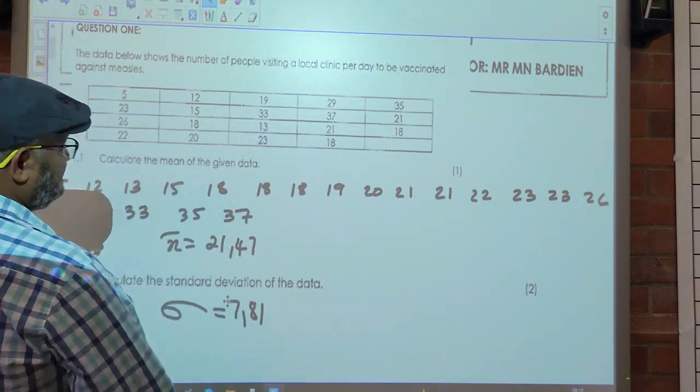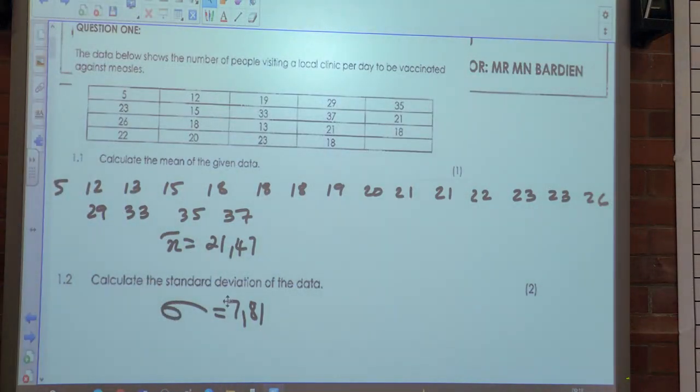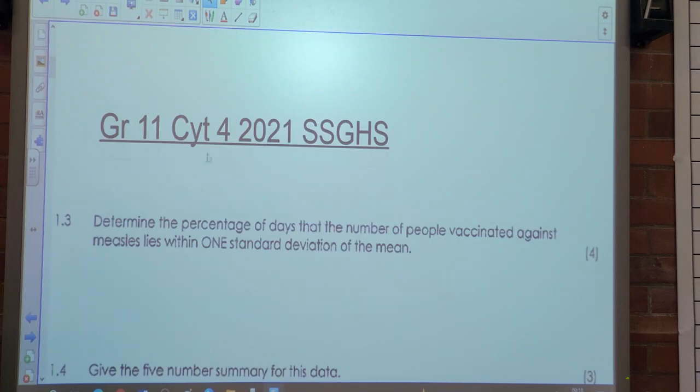As you can see here, the range of the data is fairly large. That's the reason why the standard deviation is also large. Alright, let's look at the next question.